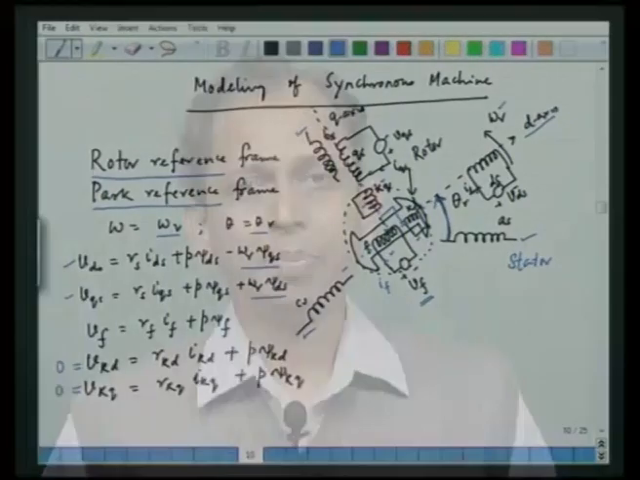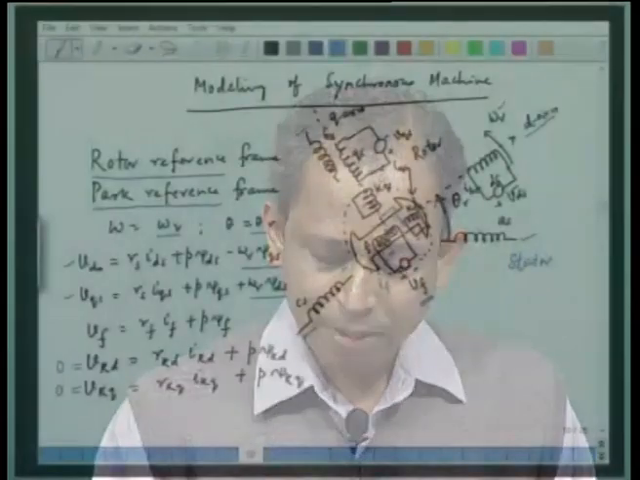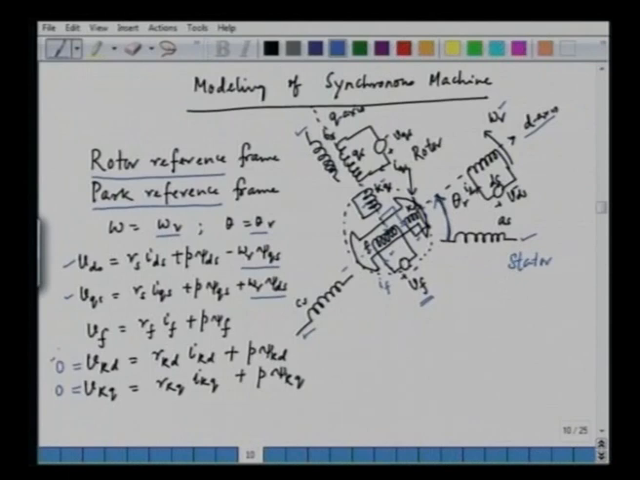Since the reference frame is attached to the rotor, there is no relative velocity between the reference frame and the rotor, and hence the rotor windings do not have any rotationally induced EMF. We can see that there is no rotationally induced EMF in the field winding, in the damper winding in the D axis, or in the damper winding in the Q axis.